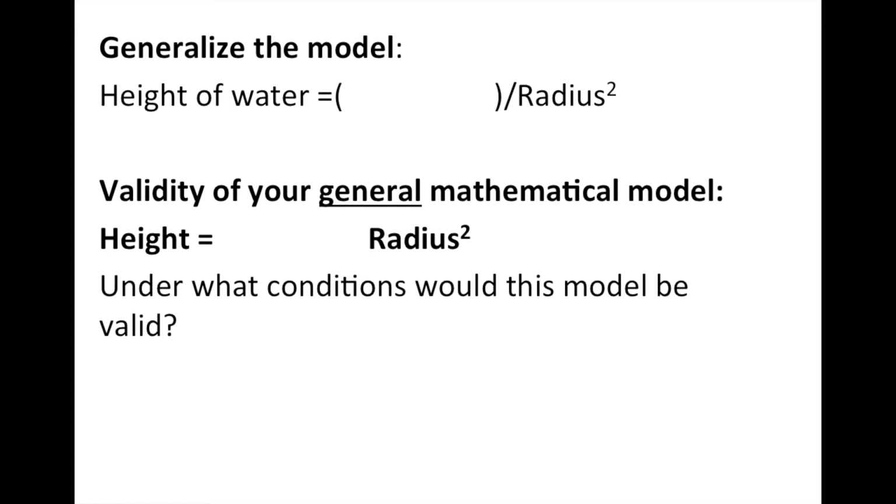So the validity of the general mathematical model now is asking, when would this model be valid? So we want to think, does the container have to be a cylinder shape? Would a rectangular container work? And we concluded no, a rectangular container would not work. It'd have to be a cylinder to have this inverse square relationship between height and radius.